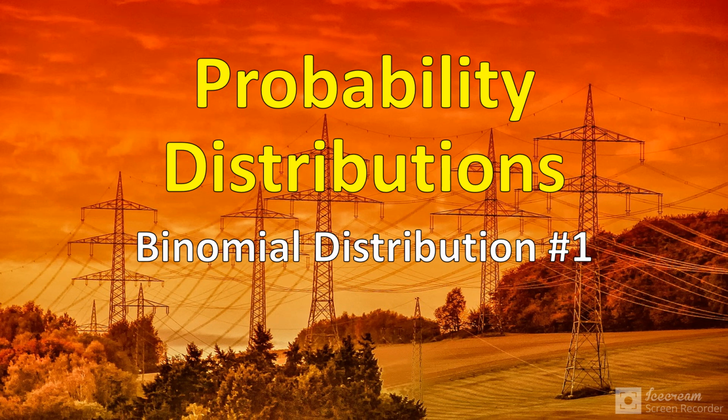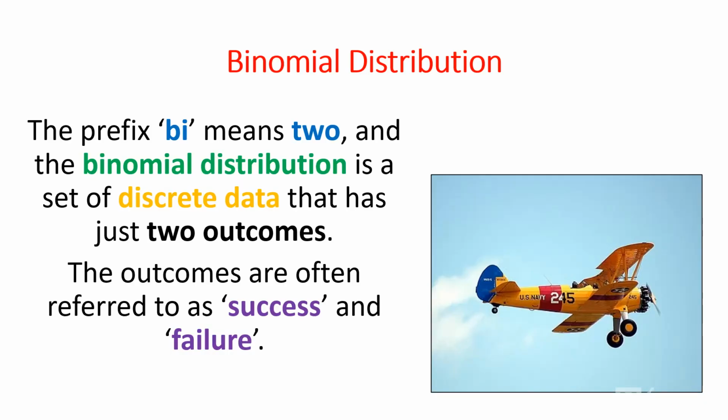We're now going to start chatting about the binomial distribution. Now the prefix bi means two, and the binomial distribution is a set of discrete data that has just two outcomes. Discrete data is data that's counted, and it must be whole numbers. The outcomes are often referred to as success and failure.